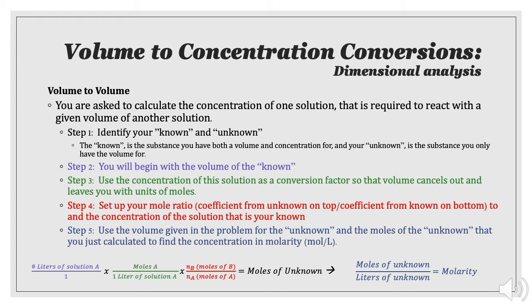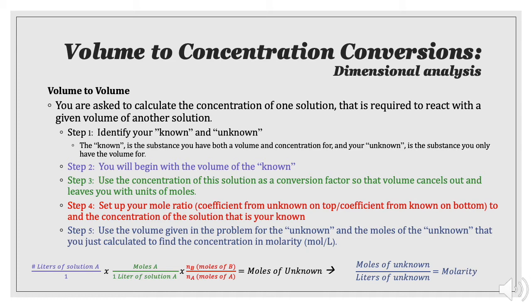And now that we're in moles, we can go ahead and set up our mole ratio. We want to set our mole ratio up so that moles of substance A cancels out. But remember, in a mole ratio, the numbers that we use come from the coefficients in our balanced chemical equation. And then we set that up so that the moles of our unknown are on top.